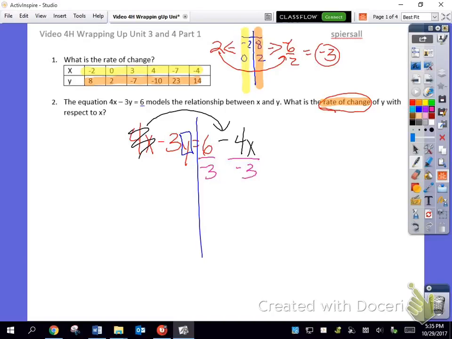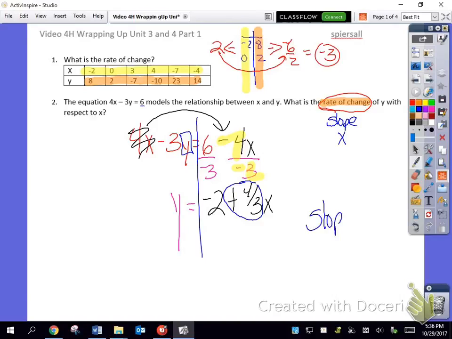So divide by -3. So y equals, and enter from the top, 6 divided by -3 is a -2. And then you have -4 divided by -3, which is a positive 4/3 x. Now the slope, or the rate of change, that's what rate of change is, the slope, and the slope is always the number by x. So the number by x is positive 4/3. So my slope is positive 4/3, and it's very important that you pay attention to the signs, okay, because if you were to say negative, that would be wrong.